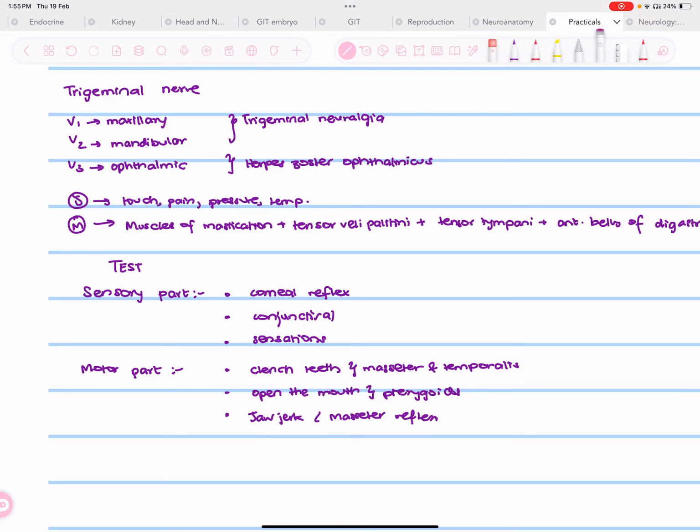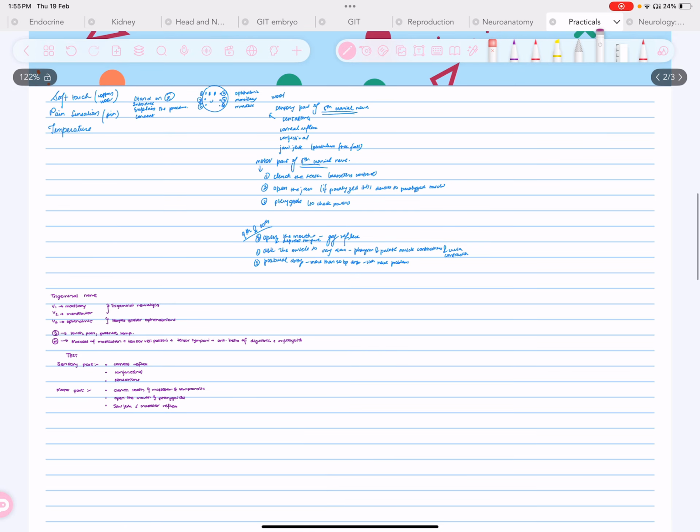Hi everyone, today we're covering the examination of the trigeminal nerve. But first of all, you need to know what exactly is a trigeminal nerve. So this leaves the anterior aspect of the pons as a small motor root and a large sensory root. So where does it leave from? It leaves from the pons.